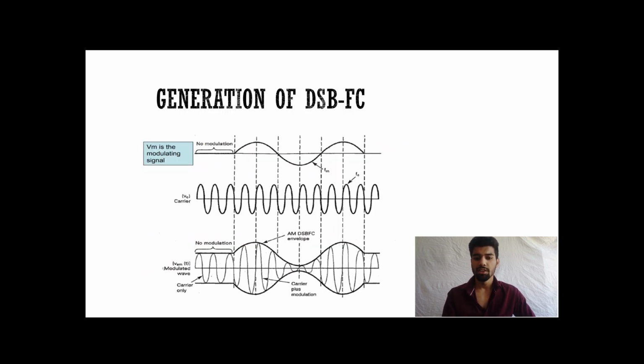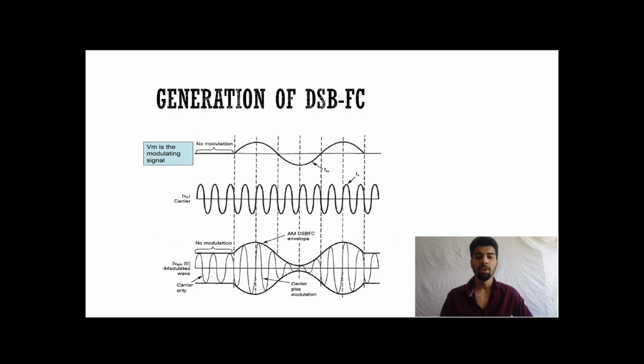In the diagram you can see that the first wave is the message signal, the second one is the carrier signal. As we all know, the carrier signal has greater frequency than the message signal. What is DSBFC? It is actually nothing but an amplitude modulated wave with full carrier. In the third diagram, the third wave, you can see that it is amplitude modulated but with full carrier. You can see the DSBFC envelope right here.